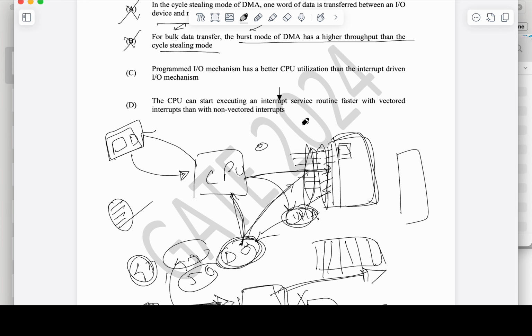So this is a true statement. This is actually a true statement. Because it's a true statement, it cannot be the answer. C, on the other hand, is a false statement. So we are trying to find a false statement. So C is the answer.